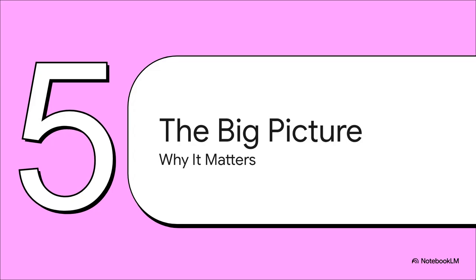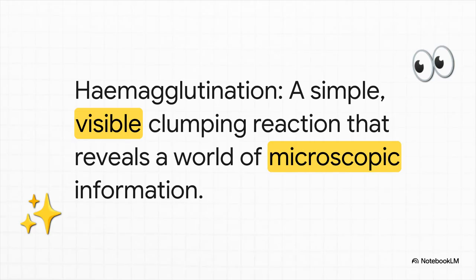So let's zoom out for a second and look at the big picture. Why does this simple clumping reaction truly matter in the grand scheme of things? So why does it matter? Because as we've seen, this one single technique transformed at least 2 critical fields. First, it gave us a fast, reliable way to determine blood types, which is essential for safe transfusions. And second, it provided a simple method for counting viruses, which is vital for things like developing the annual flu vaccine. And that is the real takeaway here.